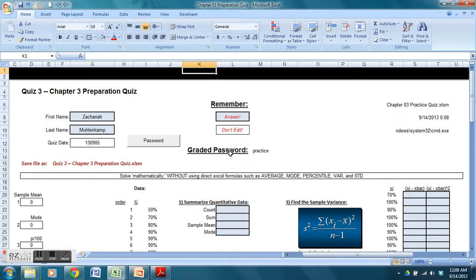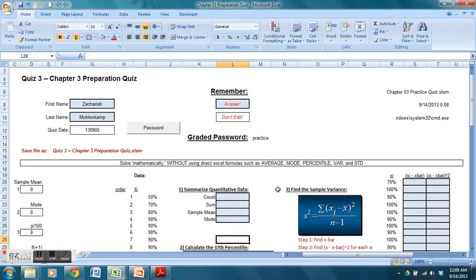Here you can see, since it's a practice quiz, I give the graded password to you. It is practice, so you could just click in this password box and type in practice as the password, all lowercase, anytime you wanted, and see the solutions. But it's a better idea to really figure out what you don't know first.